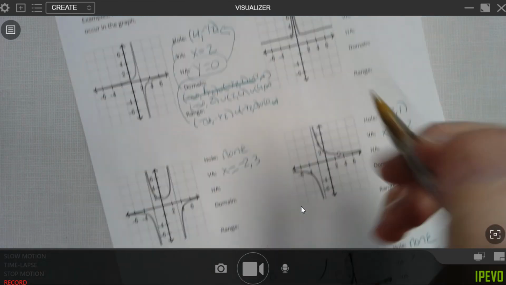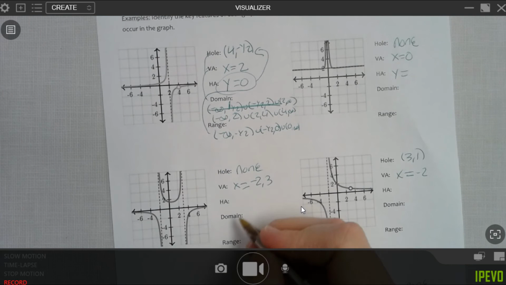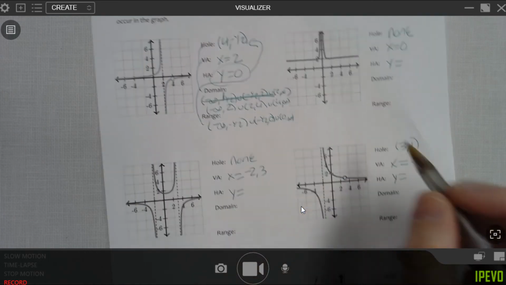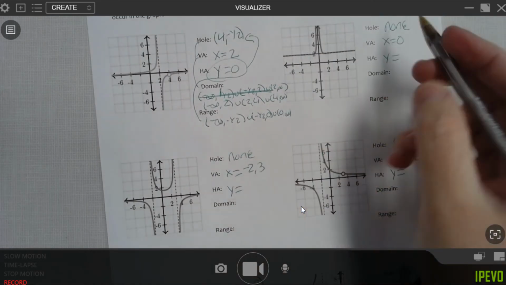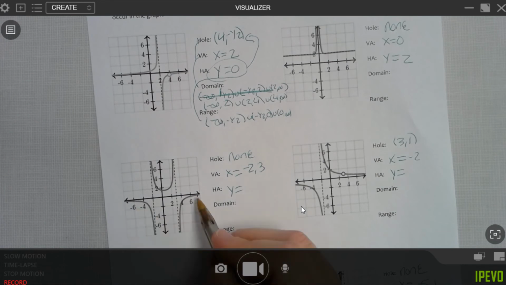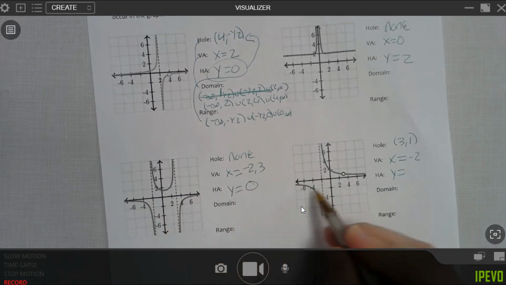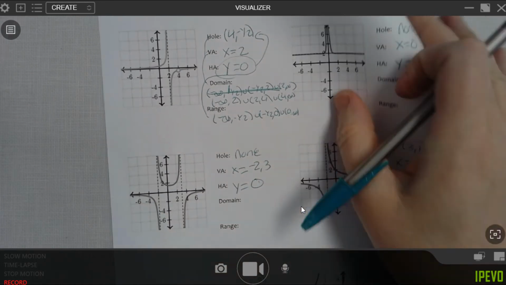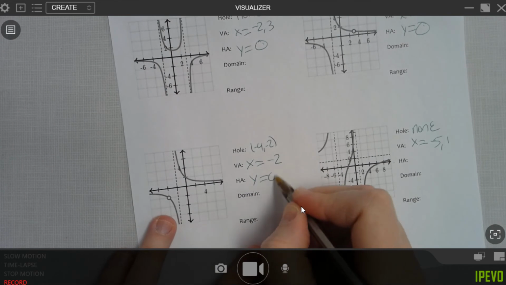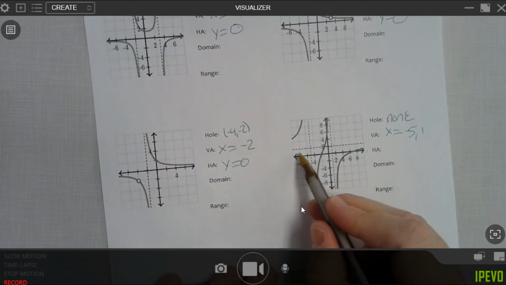All right, let's do horizontal. Horizontals are y equals. So this graph looks like it's approaching the line of 2. This graph right here looks like it's approaching the line of 0. This one also approaching 0. This one is approaching 0. And this one looks like it's approaching this line right here of 2.